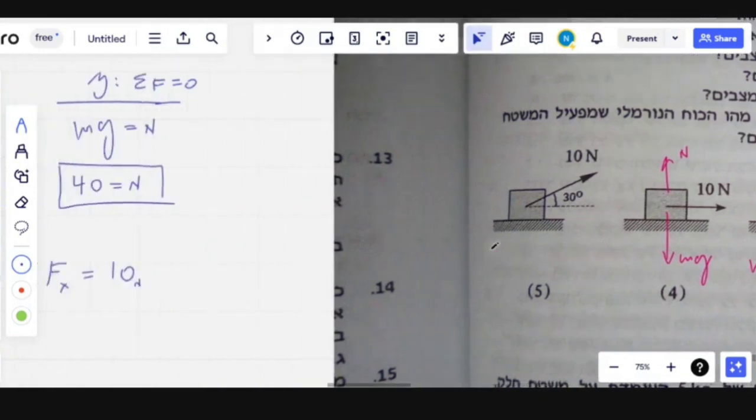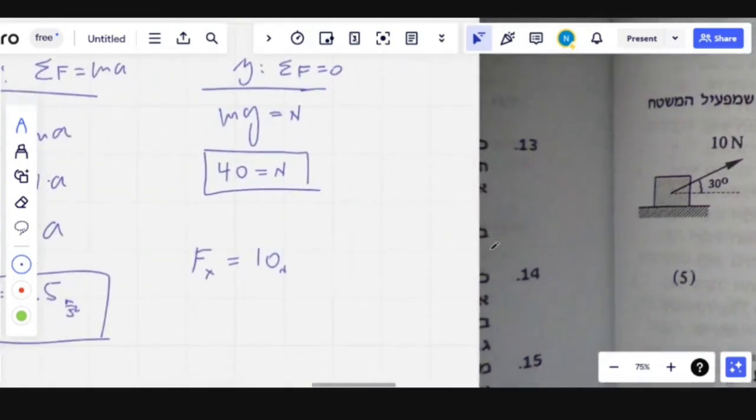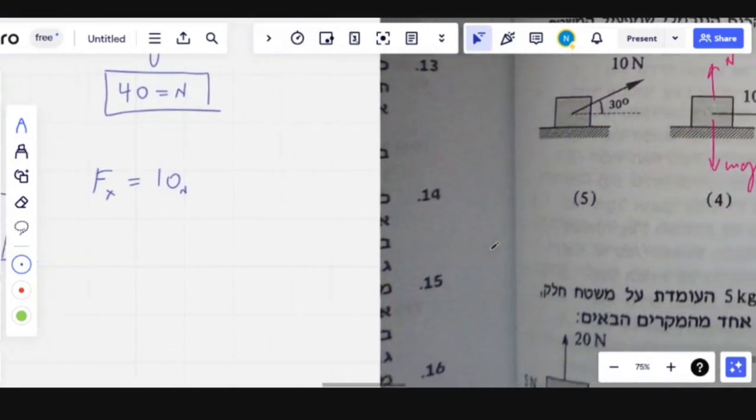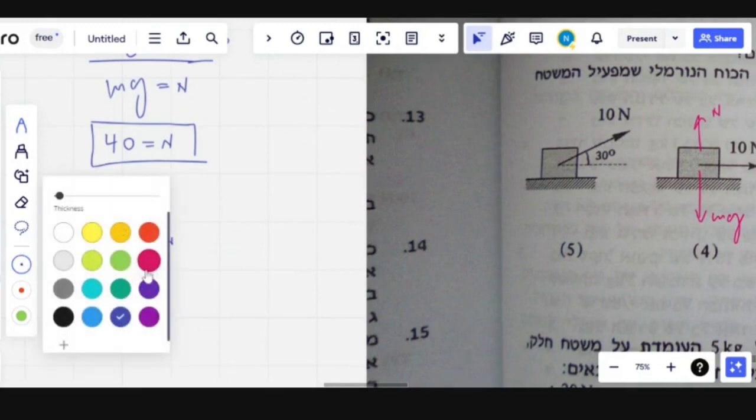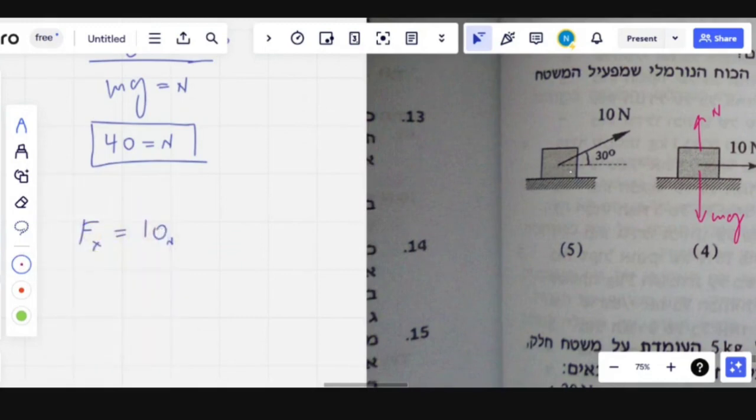So next one, number 5, we're going to have to use vectors. So yeah, we have to use the sine and cosine, right? So first, let's do all the forces that act on this box. So we have mg downwards, we have a normal upwards, and then we have the force of 10 newtons.